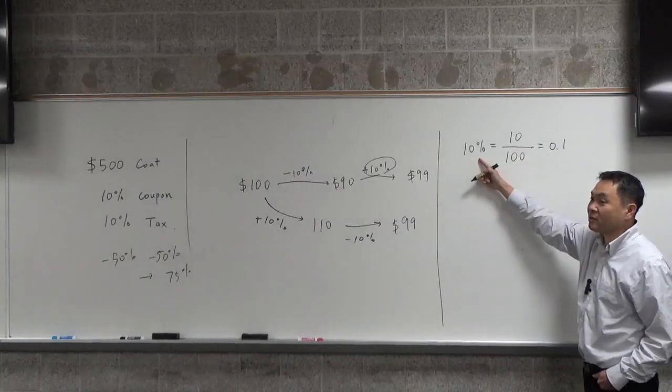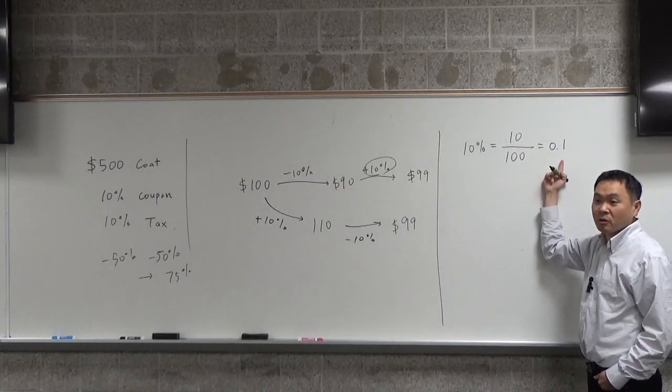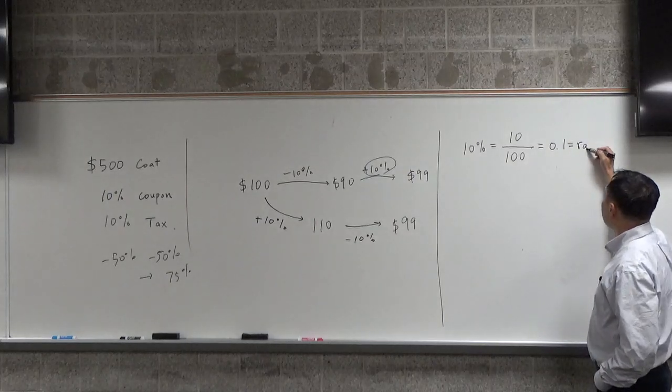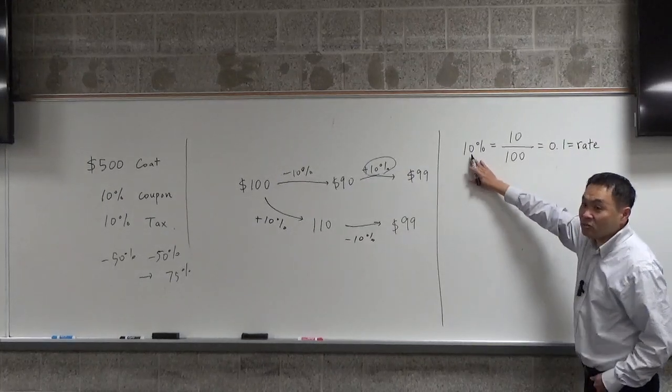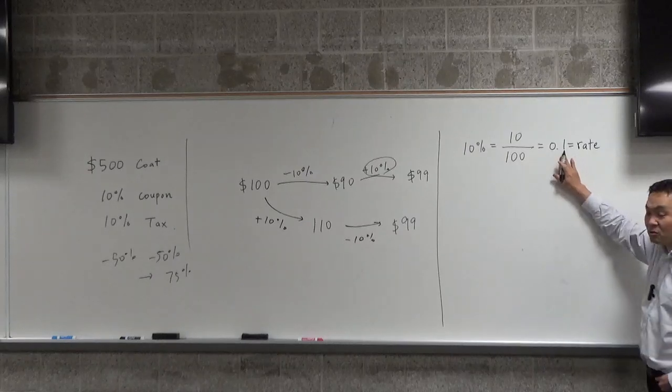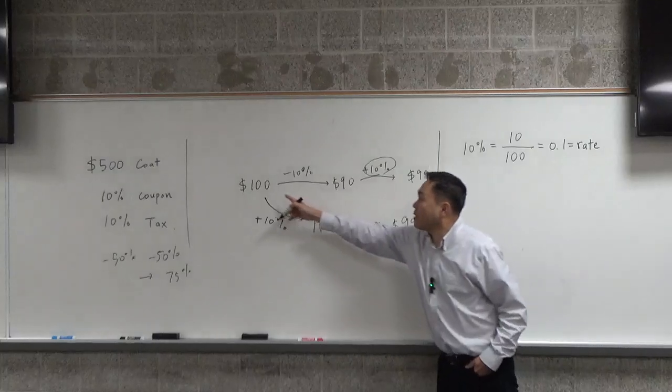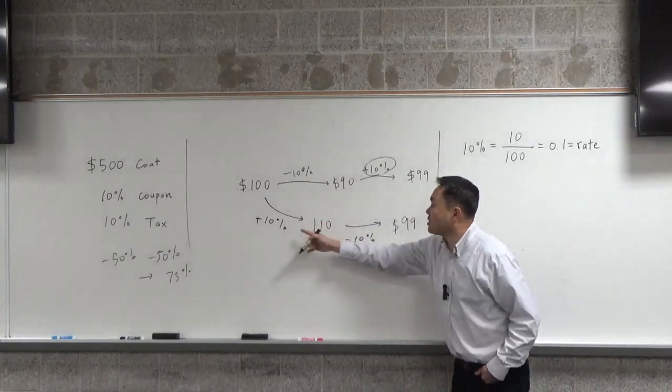So 10% as a number is equal to 0.1. You just have to divide by 100. This is what we are going to call the rate. So if you're given a percentage, you have to know how to convert it to a rate. And then let's see how this works, let's do a 10% increase.